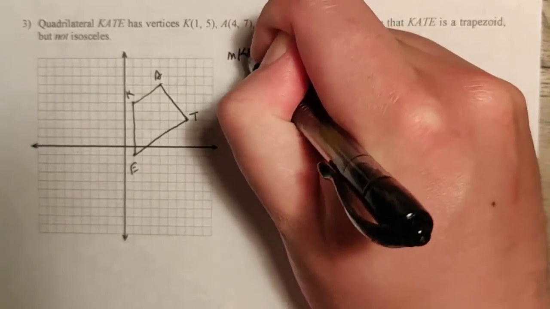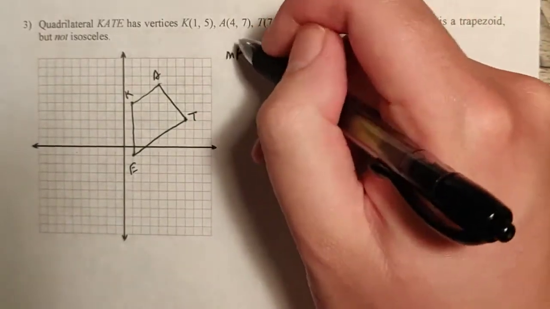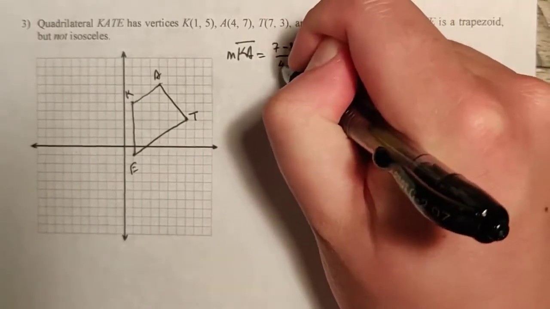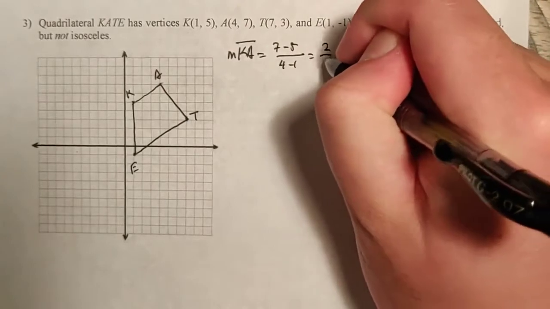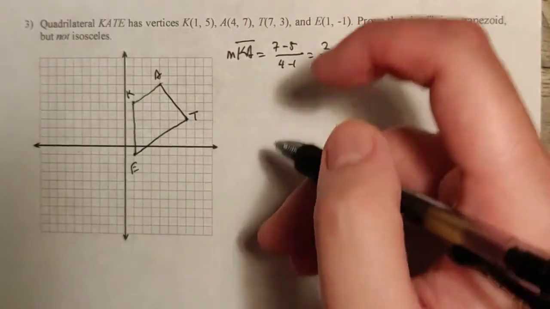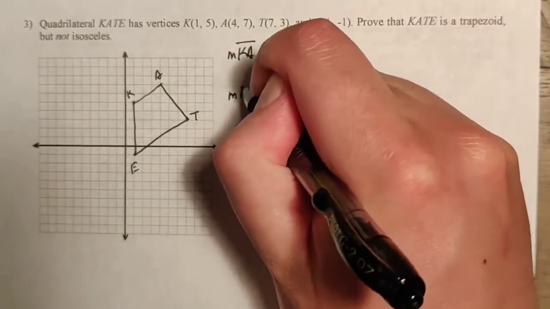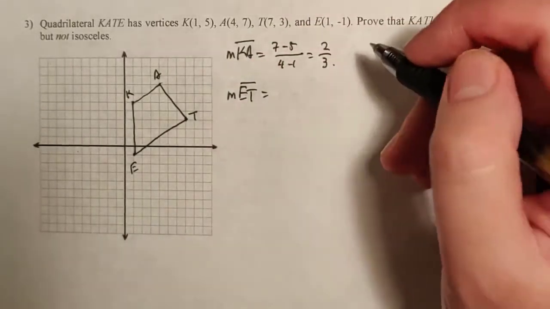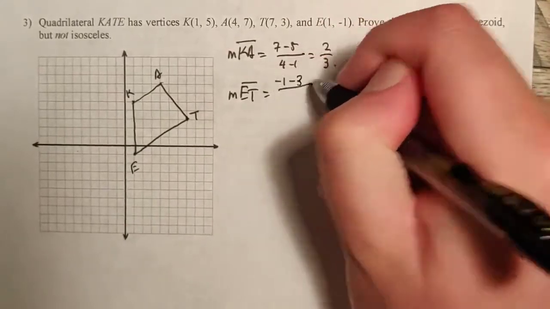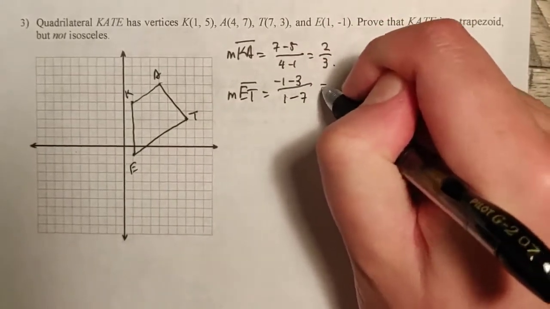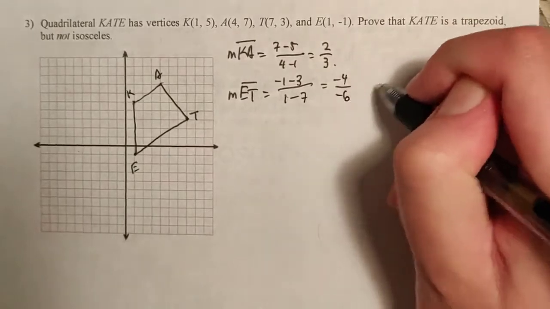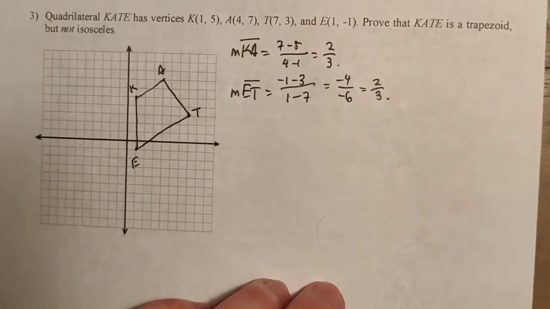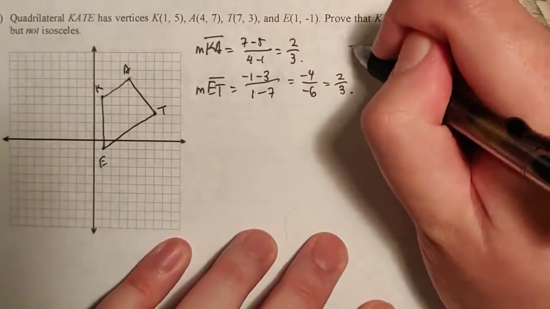So the slope of KA here, again, we use the slope formula. So we have 7 minus 5 all over 4 minus 1, which in this case is 2 over 3. So we know the slope of KA is 2/3. We can do the same for ET now. The slope of ET, same idea, is going to be negative 1 minus 3 over 1 minus 7. That's minus 4 over minus 6, which becomes positive 2/3. And we note this is what we expected to see. We wanted them to be equal slopes here. So we can now mention something like this here.